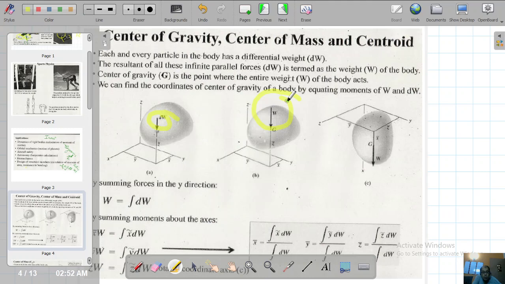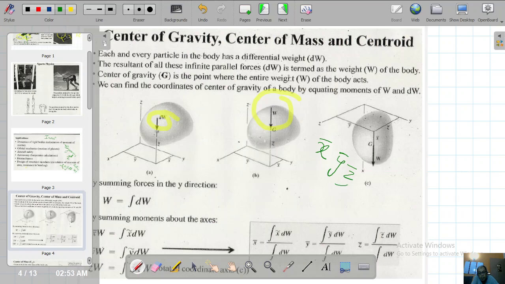Okay, so here are three terms that you really have to tackle: x bar, y bar, z bar.